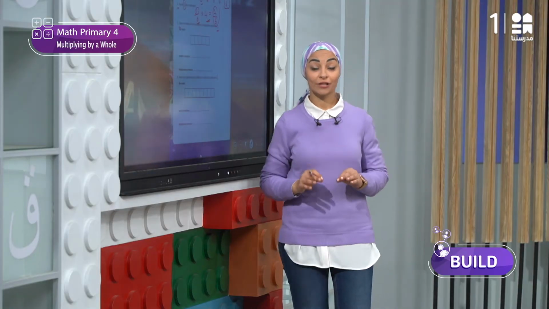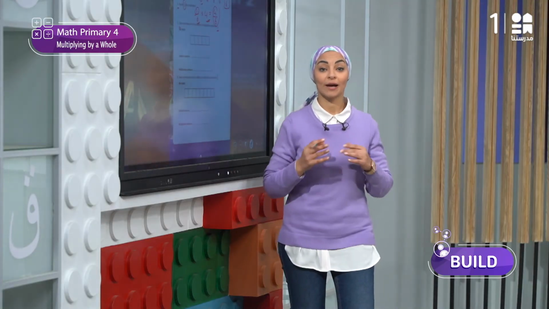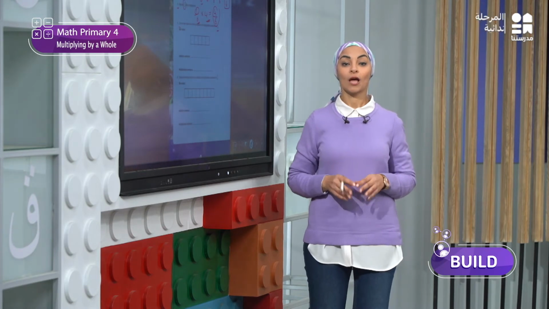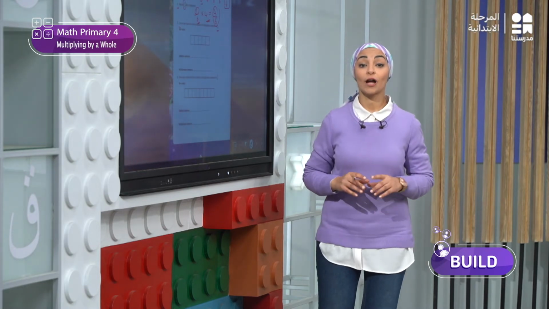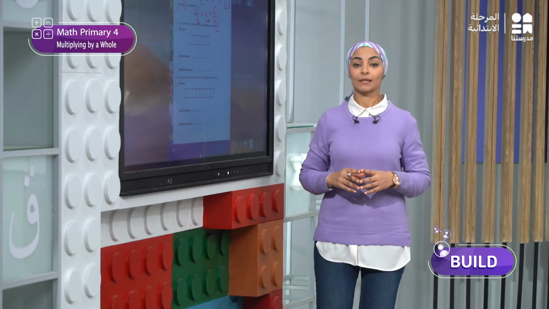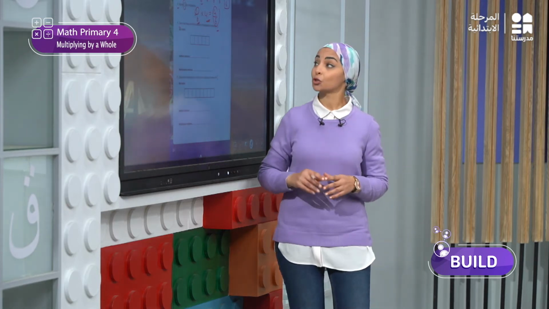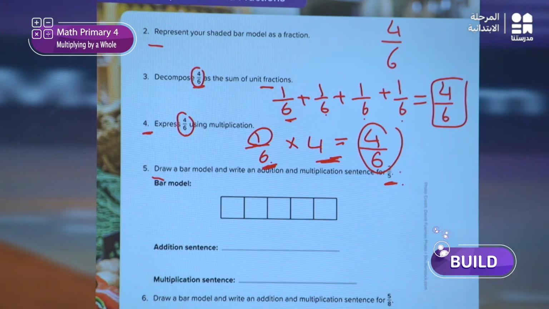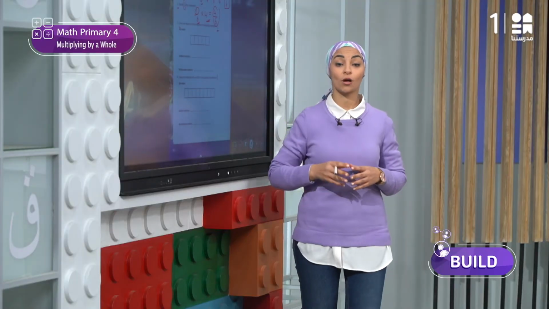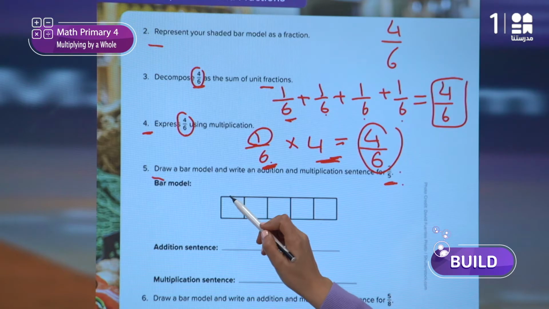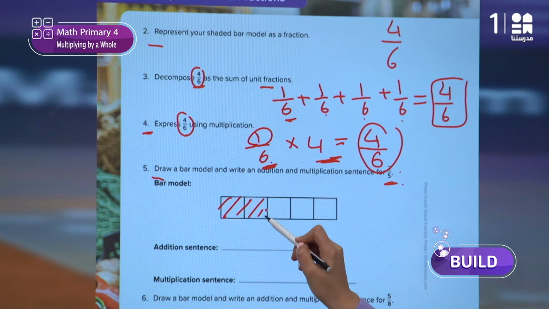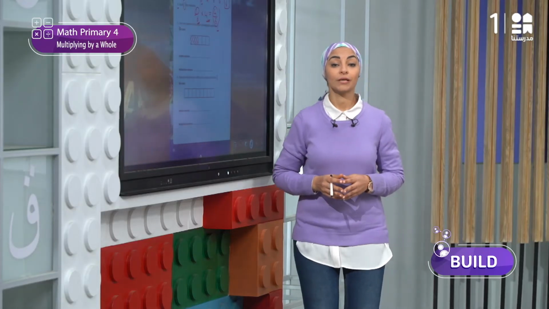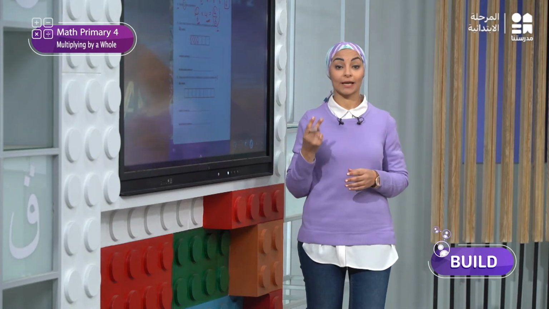And now after you have finished answering the questions, let's revise the answers all together. First we will represent 2/5 in the bar model. This means I will shade 2 parts. It is 2/5, so I will shade only 2 parts of 5 in the bar model. So I will shade 2 parts in the model, 2 parts out of 5, like the number in the numerator of the fraction, which is 2.